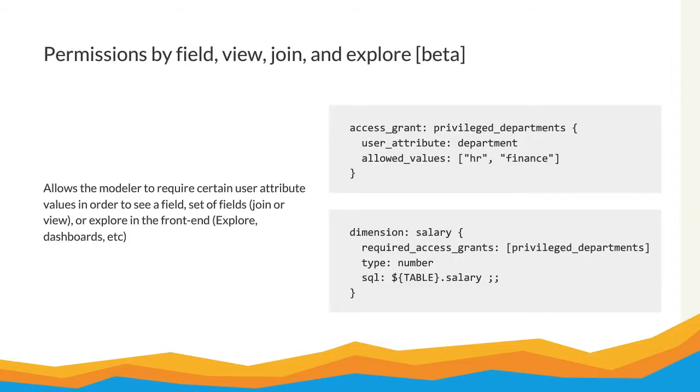And finally, this is actually something you can do today, but just in a not as concise manner. We added these access grants, so allowing LookML developers to restrict access to any field, view, join, or explore by tying them to required user attribute values. This really plays well into that monetization. You can have an edition of your product that includes a set of fields and another edition that does not include that set of fields, and you can control who can see that by a simple user attribute.